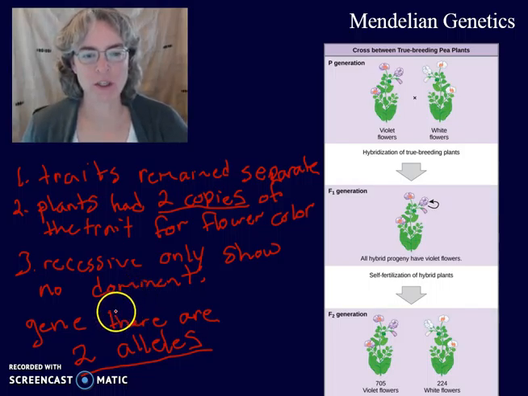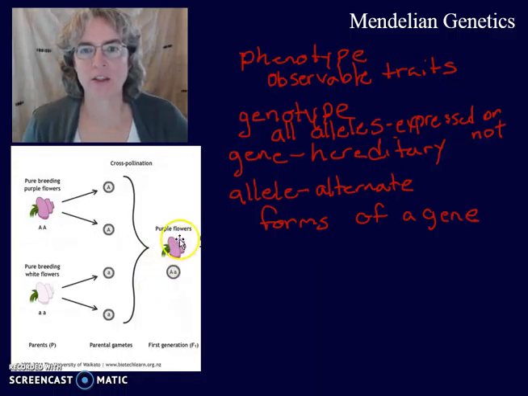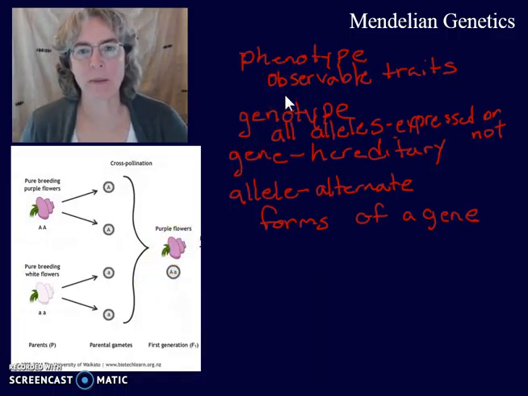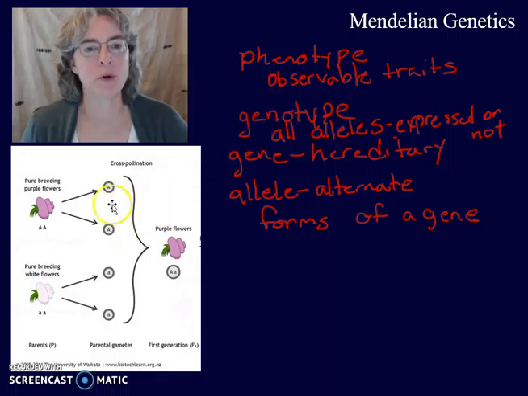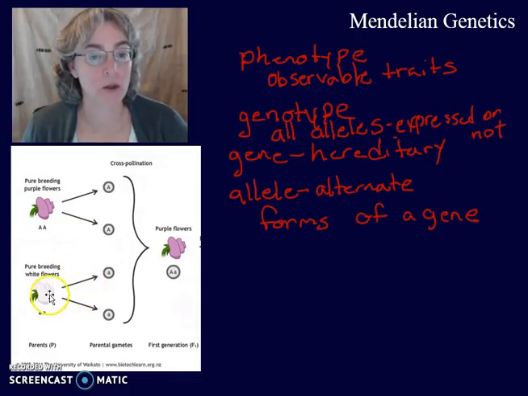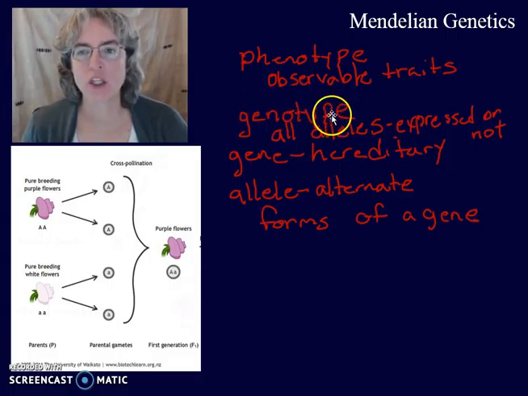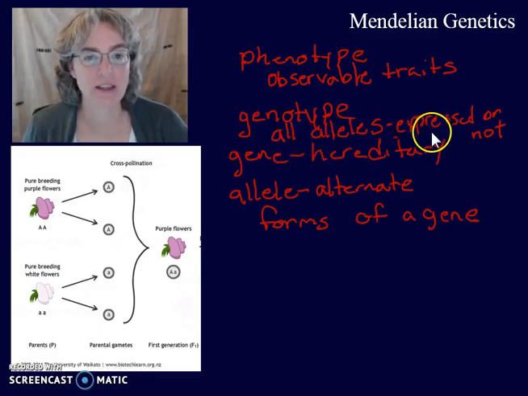So let's explore a little bit more. What is a gene and what are the alleles? Let's go over those again. Okay, so what were we talking about? We were talking about phenotype. We need to know what phenotype is. Phenotype is the observable trait, the thing that you can see on the outside, the purple color or the lack of purple color, white. Okay, so what is genotype? Genotype are all of the alleles, whether they're expressed or not.